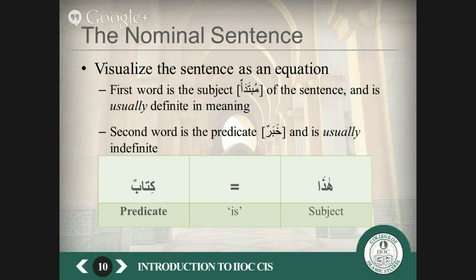You don't need to know all these grammatical terms. Don't go crazy over them. You just need to know how to write the sentence and what it means. So that's all it is. And what you do is visualize these boxes. Hadha kitabun. I want you to change the word kitabun to another word that we just learned. Pick a word, any word.